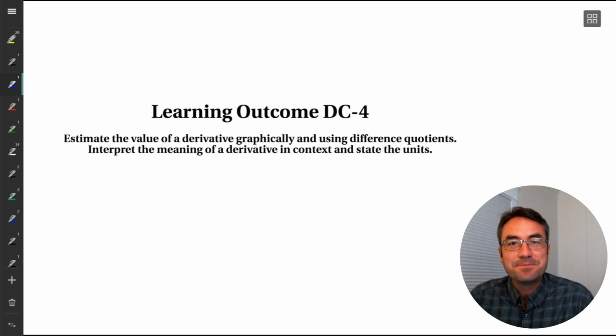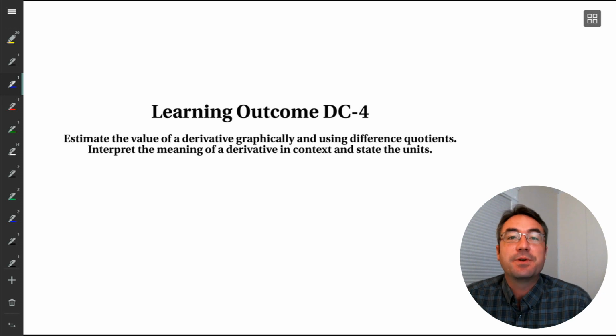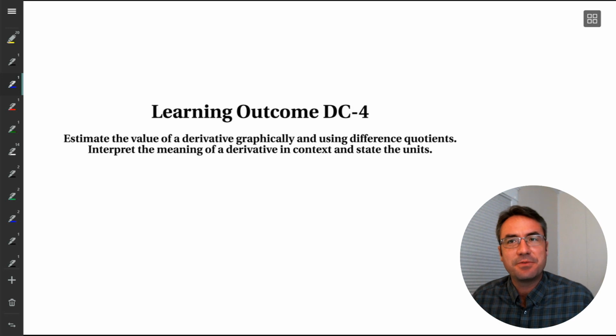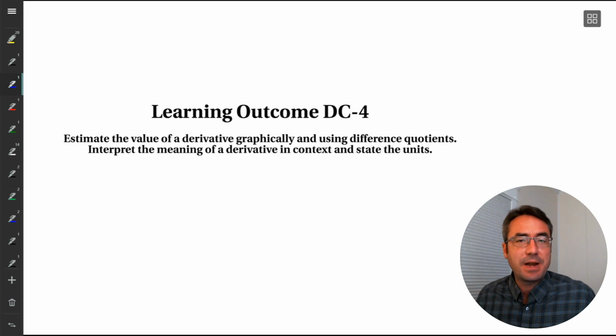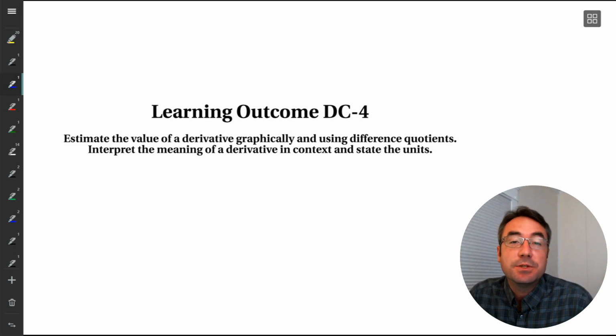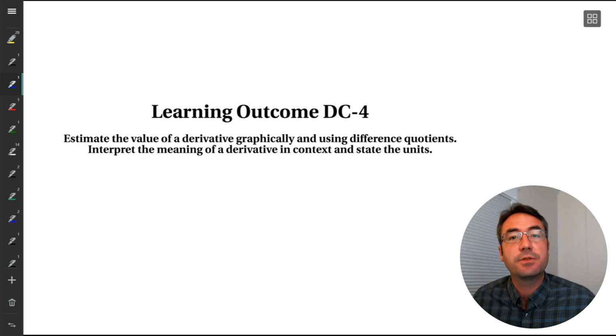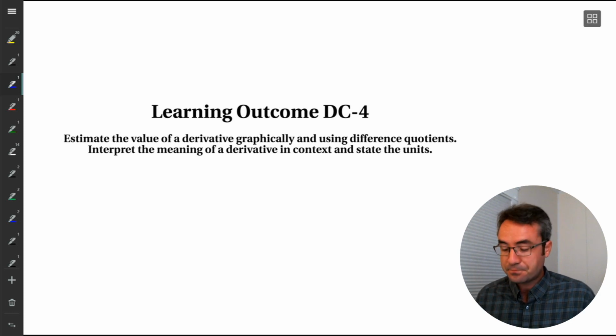All right, welcome everyone. In this lesson, we're going to see how to estimate the value of our derivative given either the graph of our function or a table of function values. And this is going to allow us to investigate the derivative in a few more different applications, so we'll be able to interpret what the derivative means in those applications. And it's also going to be helpful to consider the units. So what are the units for our derivative?